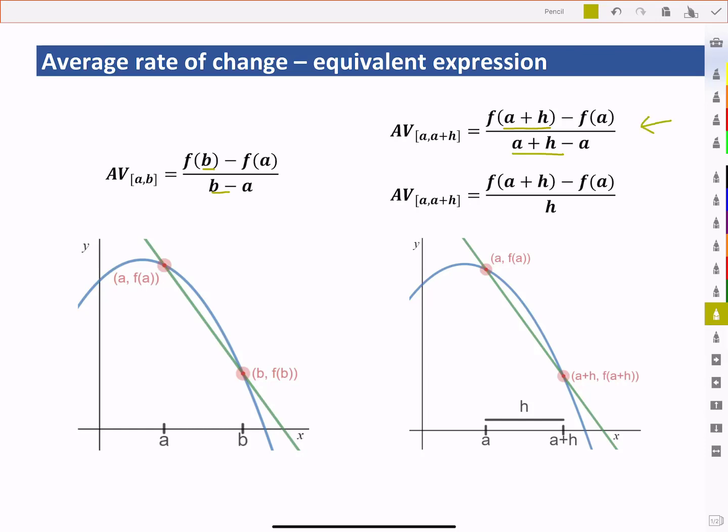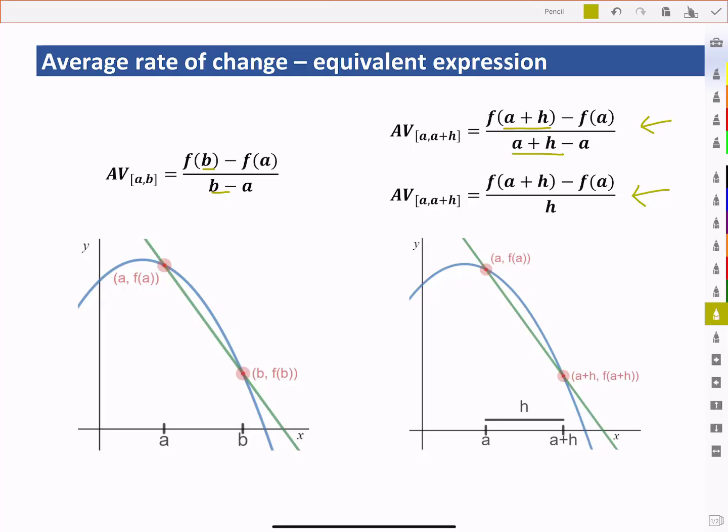Simplifying the denominator gives us the average rate of change on the interval from a to a plus h equals f of a plus h minus f of a all over h. And this represents the average rate of change of f on the interval from a to a plus h. In this most recent expression, we see the important role that the composition function f of a plus h plays. In particular, to understand the expression for the average rate of change from a to a plus h, we need to evaluate f at the quantity a plus h.